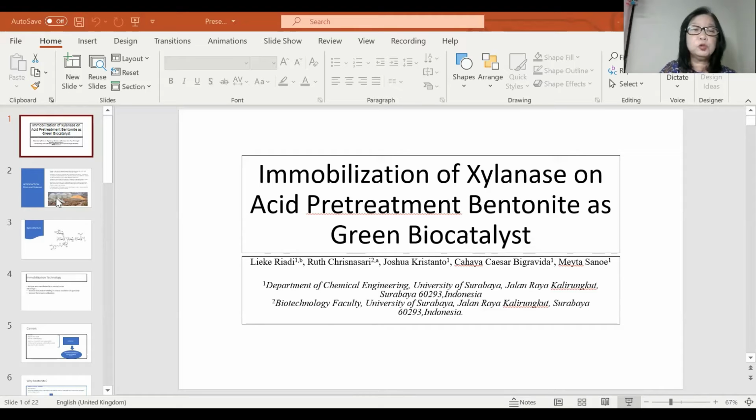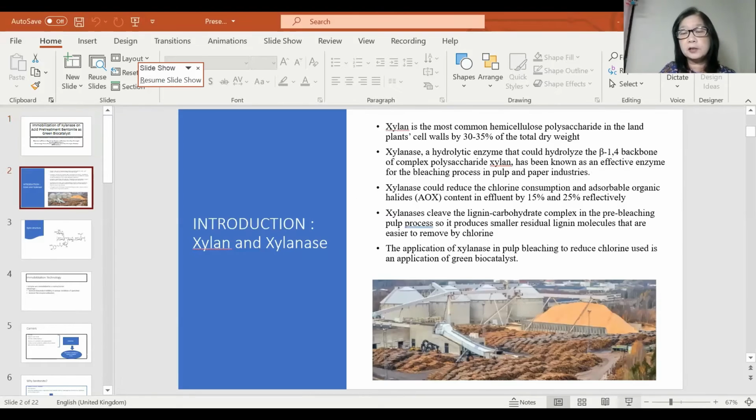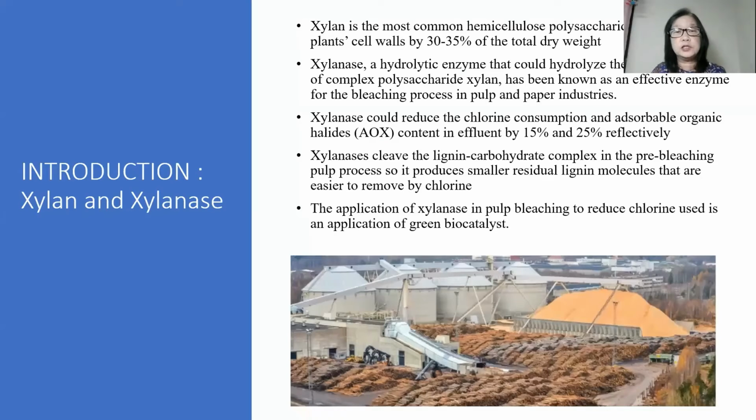First, I would like to let you know what xylan and xylanase are. Xylan is the most common hemicellulose polysaccharide in the plant cell walls. It consists of about 30 to 35% of the total dry weight. So actually, xylan is already in the plant cell wall, and the cell wall is used for making pulp.